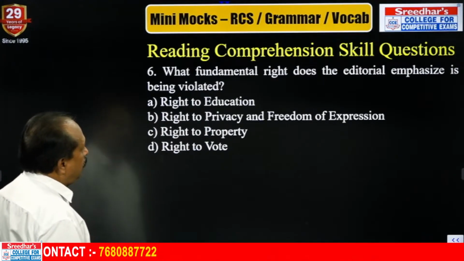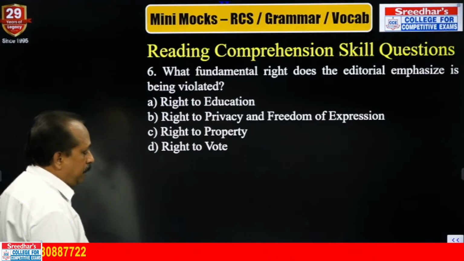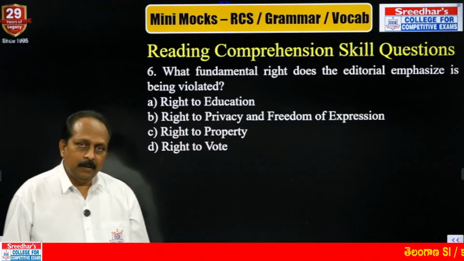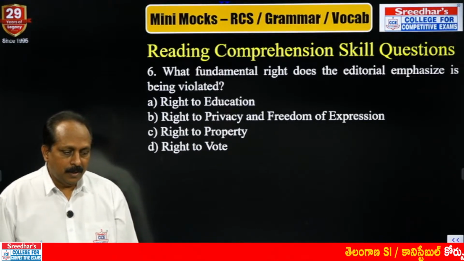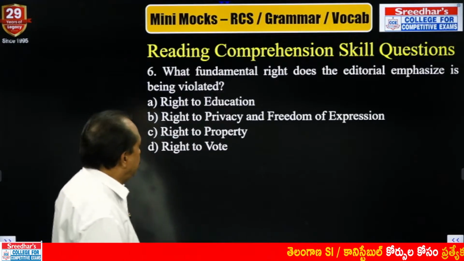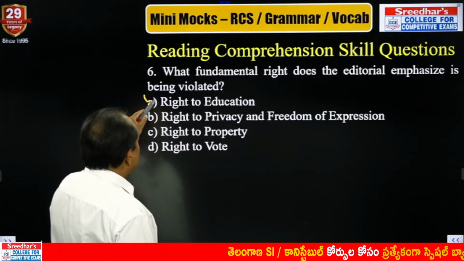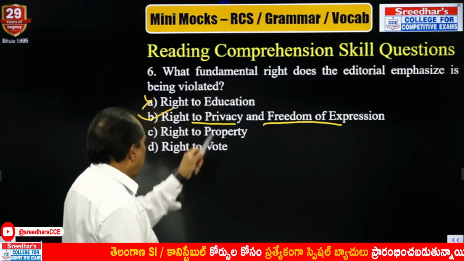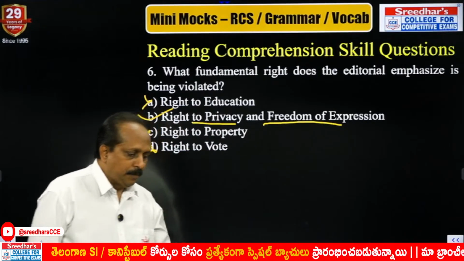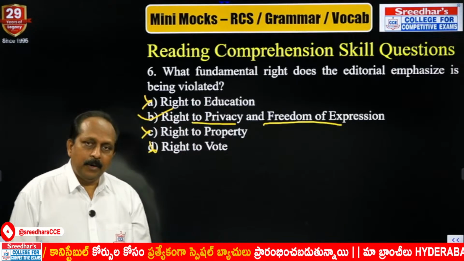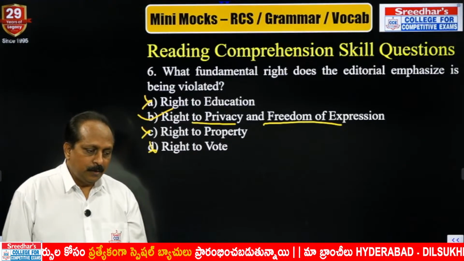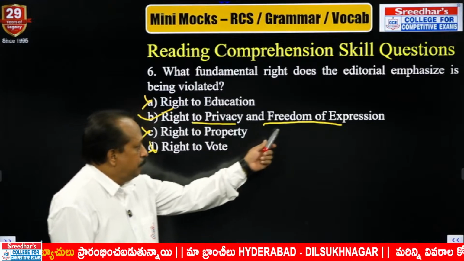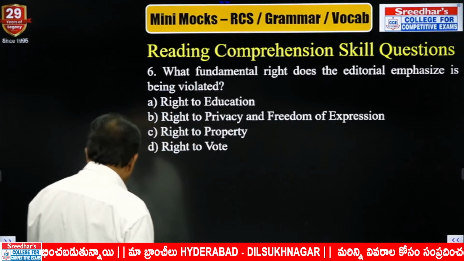What fundamental right does the editorial emphasize is being violated? When they seize the phones of the journalist, a particular fundamental right is being violated. Which one is that? Oh, within no time. B. It is not right to education. It is right to privacy and freedom of expression. There are two dimensions over here. One goes with privacy. A mobile phone belongs to a person, something private. So it goes against privacy. And it also goes with the media, freedom of expression. That goes with the media.